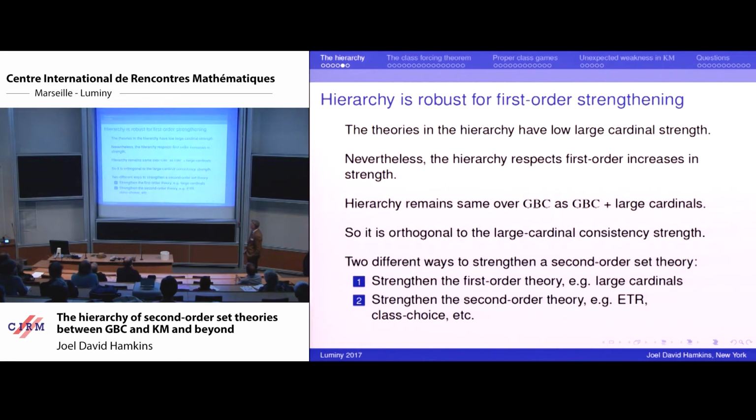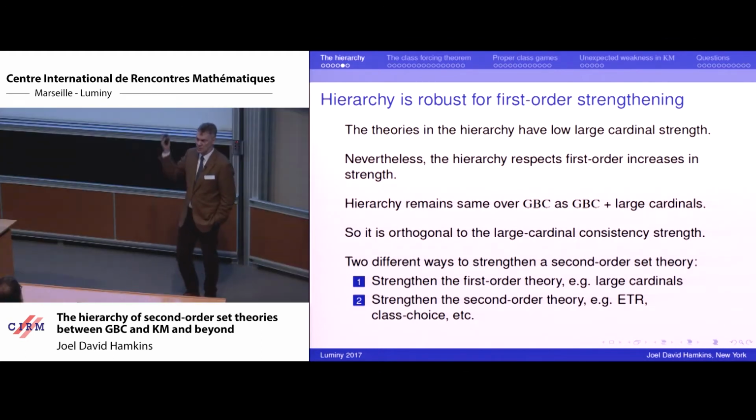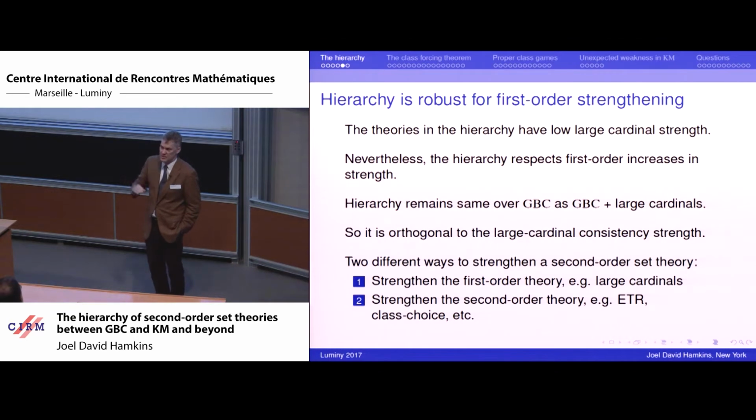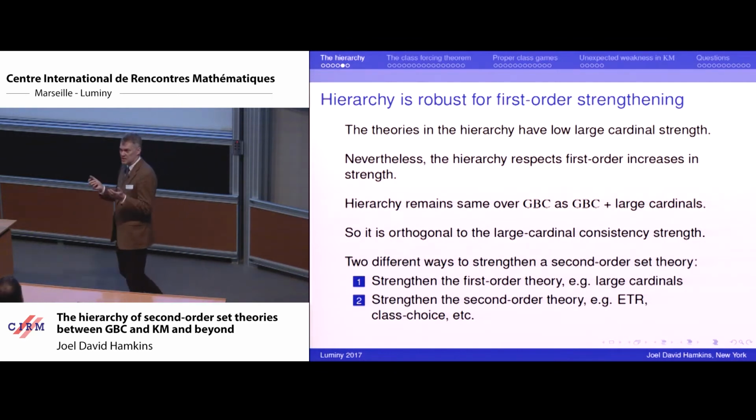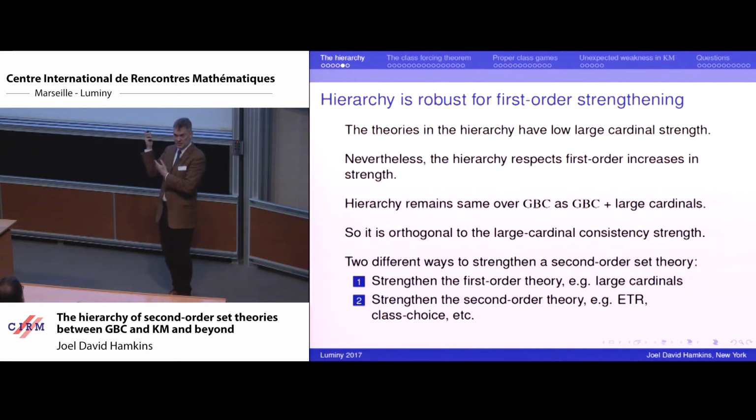Okay. So all of those theories that I just showed have very low large cardinal consistency strength, because if kappa is inaccessible, then V kappa, together with all of its subsets, is a model of all of the theories. So the large cardinal strength is very low, but there's a sense in which the hierarchy is kind of orthogonal to the large cardinal consistency strength hierarchy, because you can ramp up the strength of the first-order part, and the second-order hierarchy remains exactly the same. So if you work over GBC, or over a base theory of GBC plus a proper class of Woodin cardinals or supercompact cardinals, whatever you like, then the picture of the hierarchy is still the same.